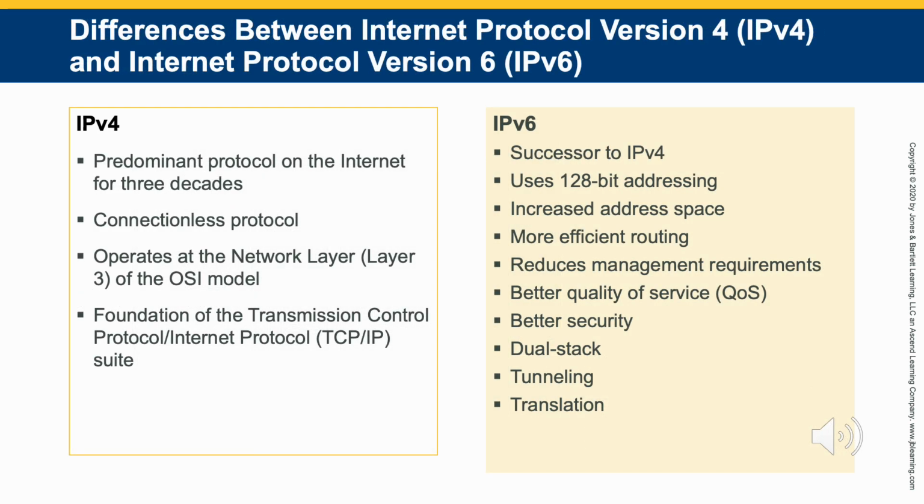Differences between IPv4 and IPv6. IPv4 has been the predominant protocol on the internet for about 3 decades. It's a connectionless protocol that operates at the network layer of the OSI model. It's the foundation of the TCP/IP suite. IPv6 is the successor to IPv4. It uses 128-bit addressing, with increased address space. It has more efficient routing, reduces management requirements, and has better quality of service and better security. It supports dual stack, tunneling, and translation.